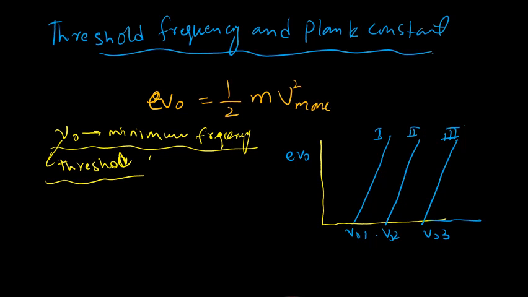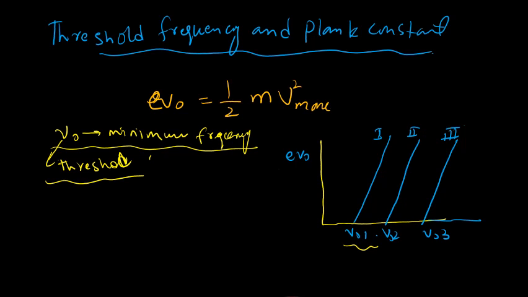When we increase the frequency above the threshold frequency, it will increase the kinetic energy of the emitted electrons. So when light of incident frequency falls on the surface, the threshold frequency part is used to emit the electron, and the remaining frequency is converted into the kinetic energy of the emitted electrons. So this is called the threshold frequency, or minimum frequency, which is needed to emit the electron from the metal surface.